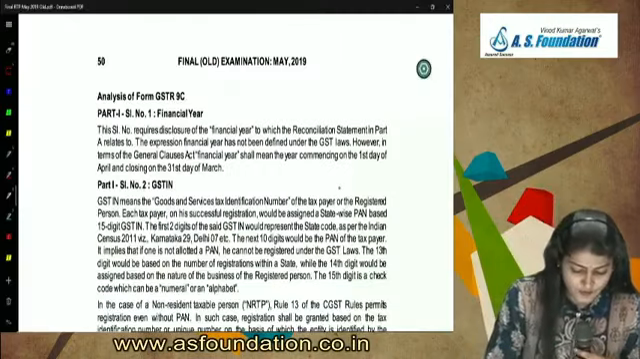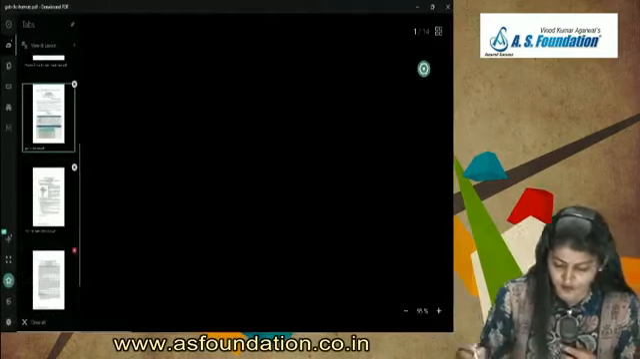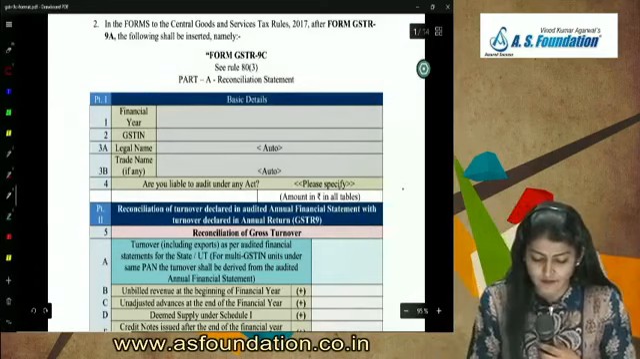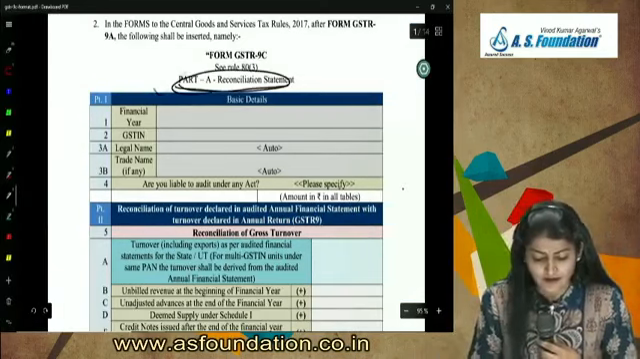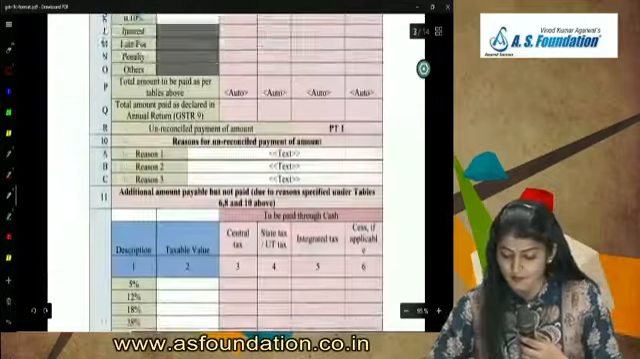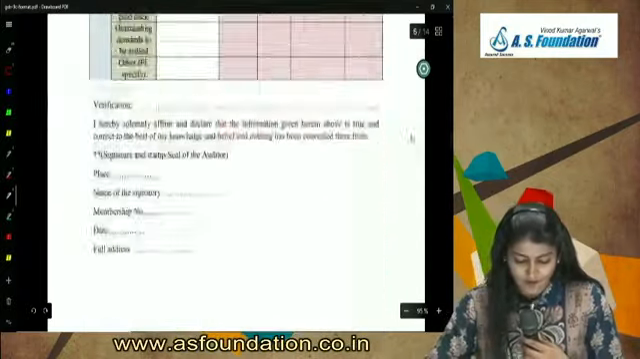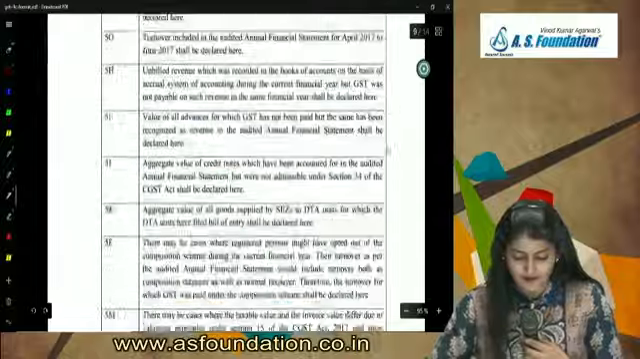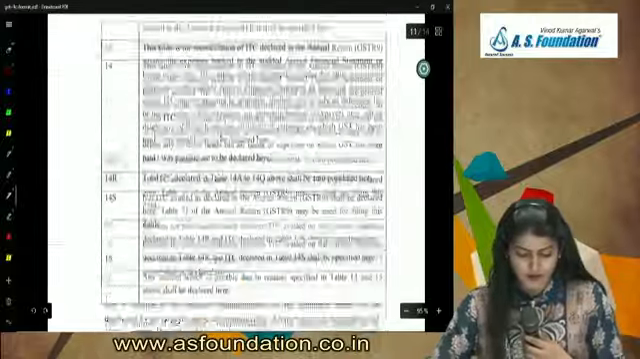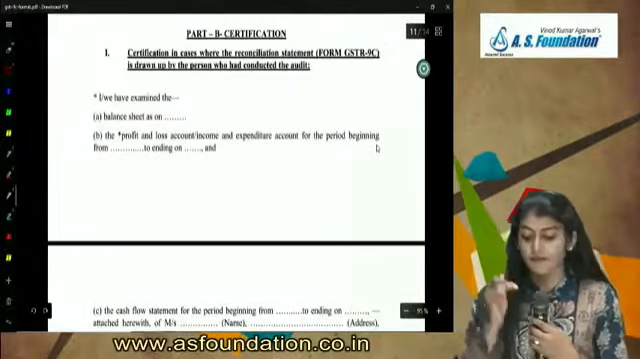So what I am going to do, first I am going to take you to the certification. This is Part A, which is the reconciliation statement. We'll come to that also, but before that we will go to Part B, which is regarding the certification.